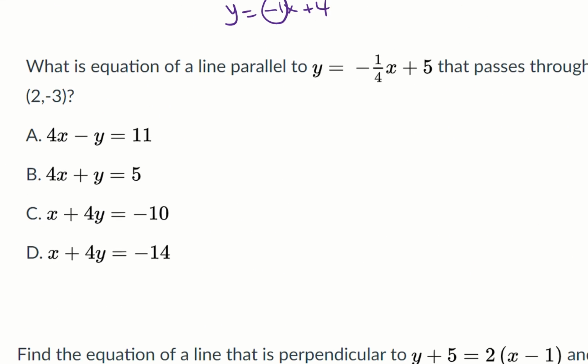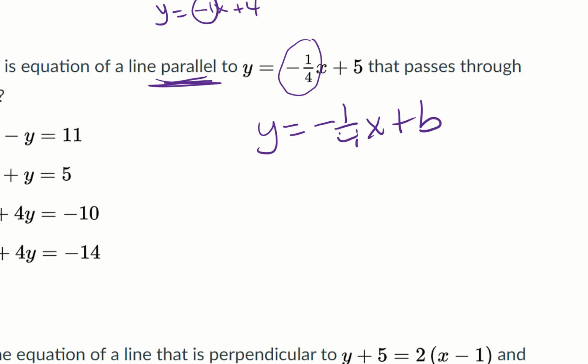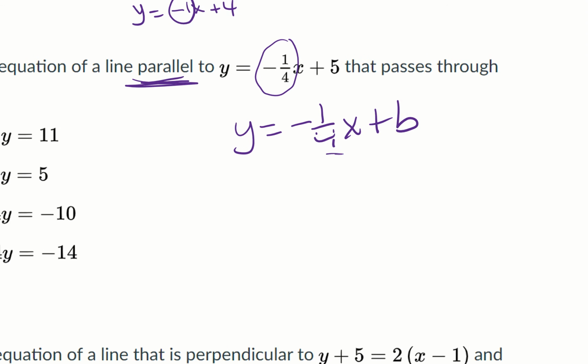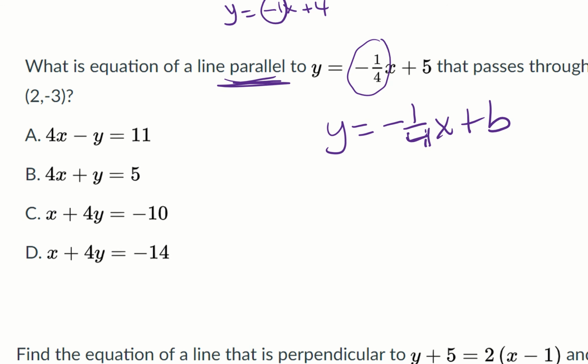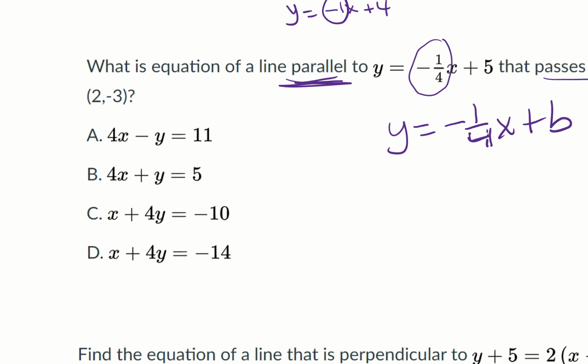All right, next one. What is the equation of a line parallel to y equals? Parallel means same slope. We just did that. The slope here is this guy, so we're going to be using that same slope. That means that our equation looks like this. We don't know what b is, but we do know that the slope is negative 1/4. I can write that right off the bat. So the equation of a line that's parallel to that passes through this.